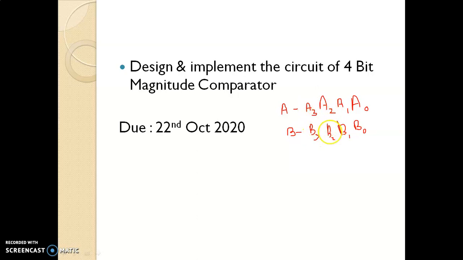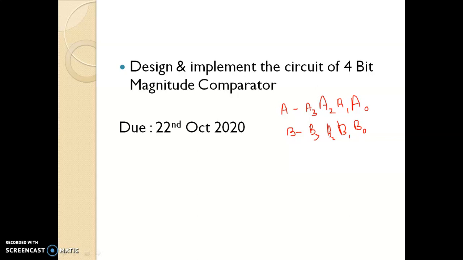Similarly, A2 XNOR B2. Please do not write A equal to B directly as A3 XNOR B3 dot A2 XNOR B2 dot A1 XNOR B1 dot A0 XNOR B0. You have to prove it. You have to write each and every step and then come to the conclusion that it is A3 XNOR B3, A2 XNOR B2, A1 XNOR B1 and A0 XNOR B0. So that is how your A equal to B is found out.